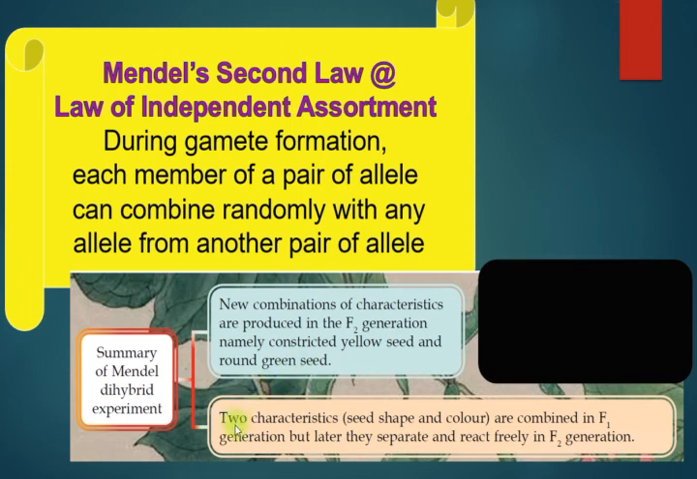Second, the two characteristics that refer to the seed shape and seed color are combined in the F1 generation, but later they separate and react freely in the F2 generation. So why does that happen? Because in the gamete formation, any allele for the seed shape can pair with any allele for the seed color. So that is shown by the Mendel dihybrid experiment.